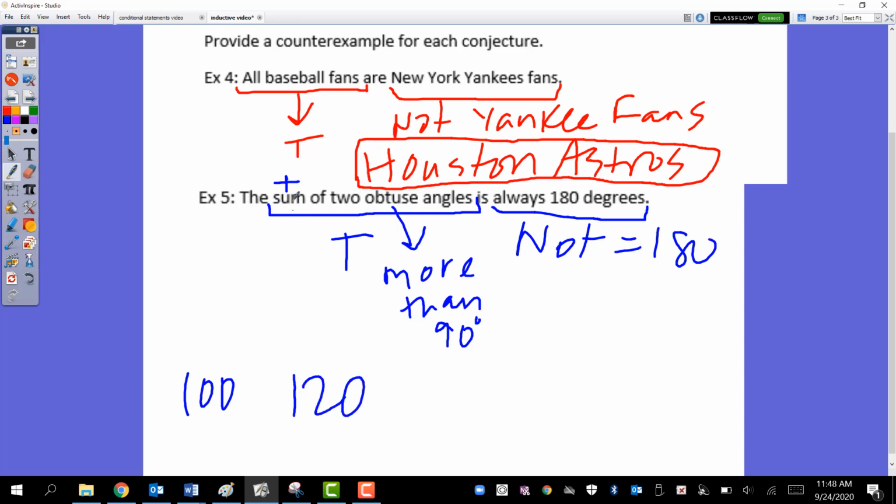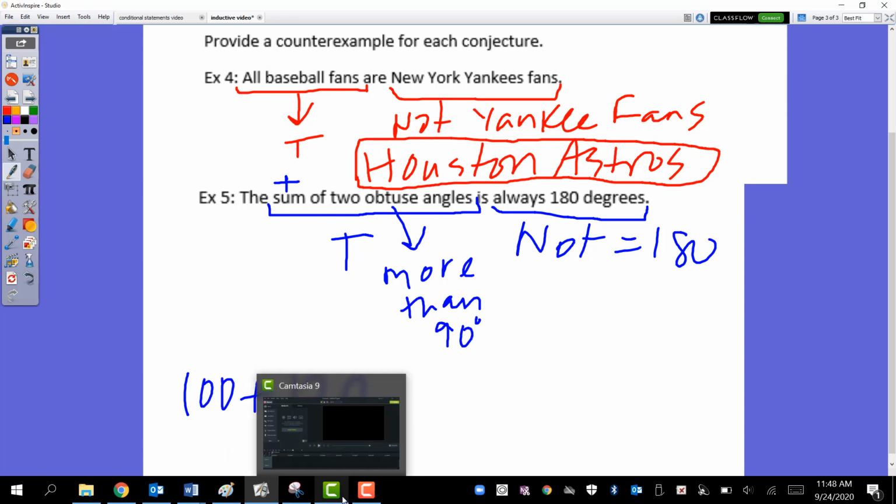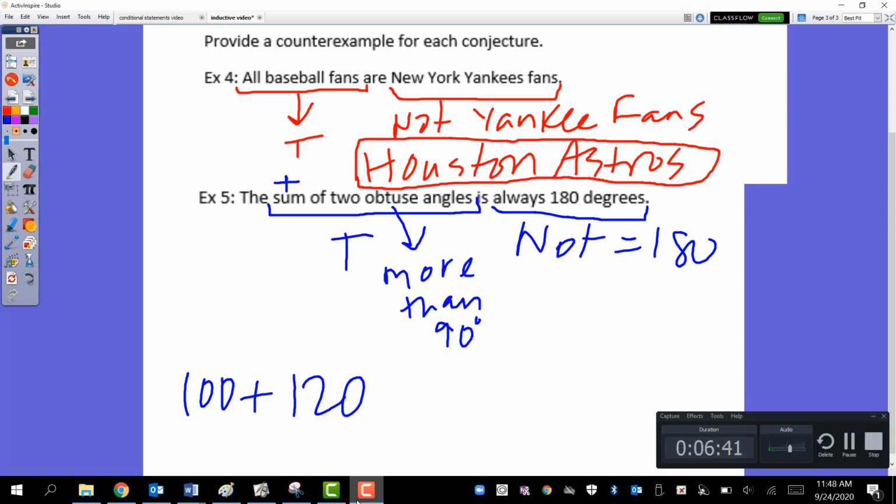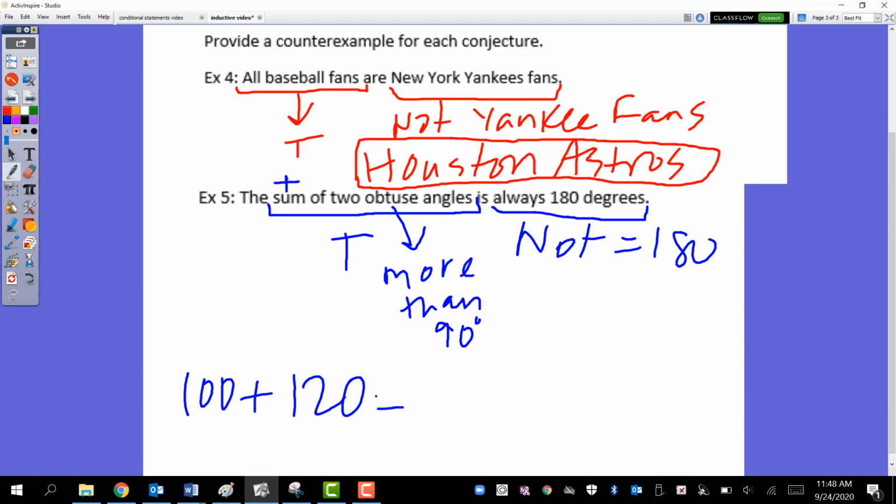I do need to add them together because the first part of the sentence still needs to be true. So I still need to add two numbers more than 90. What I get when I add them together is 220. Is that not equal to 180? Yes. This is a counterexample because I just added two obtuse angles that don't add up to 180.